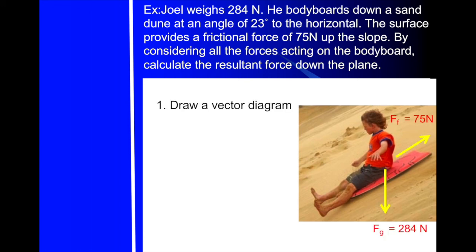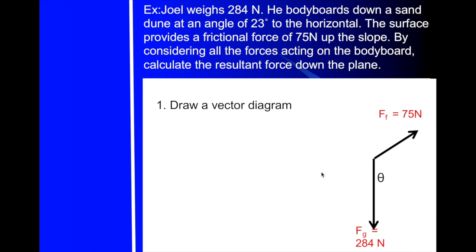Okay, so when we draw the vector diagram, we see that gravity goes straight down, and we know that that is 284 newtons because that is the weight of Joel. The friction is going parallel with the surface of the sand, which is 75 newtons. The next thing that we want to do is draw the vectors without the body, so that we can actually see what's going on. So here again we have the center of Joel right here, and we have the force of gravity and the force of friction.